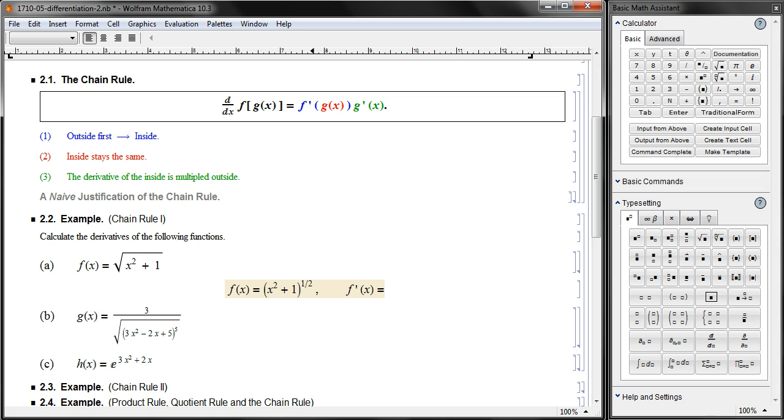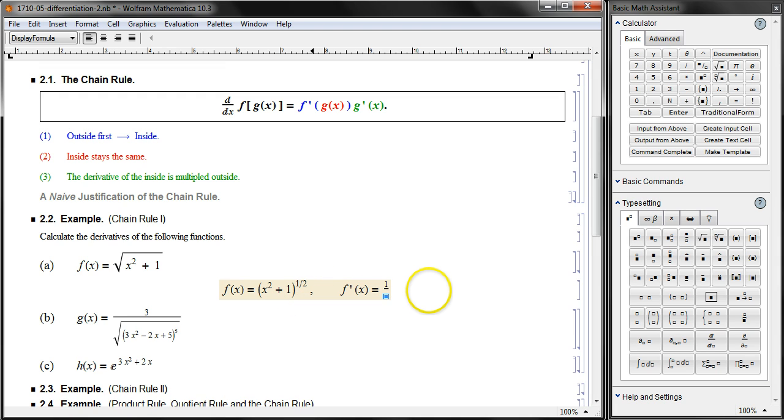What's step 1? The derivative of the outer function first. And what's the outer function here? It's the 1/2 power function. So that's step 1. The power comes out as a coefficient. And let's subtract 1 from the power. That completes step 1. Outside first, and then we go in. Next, inside stays the same. x squared plus 1 comes here. It's not the derivative, it stays the same.